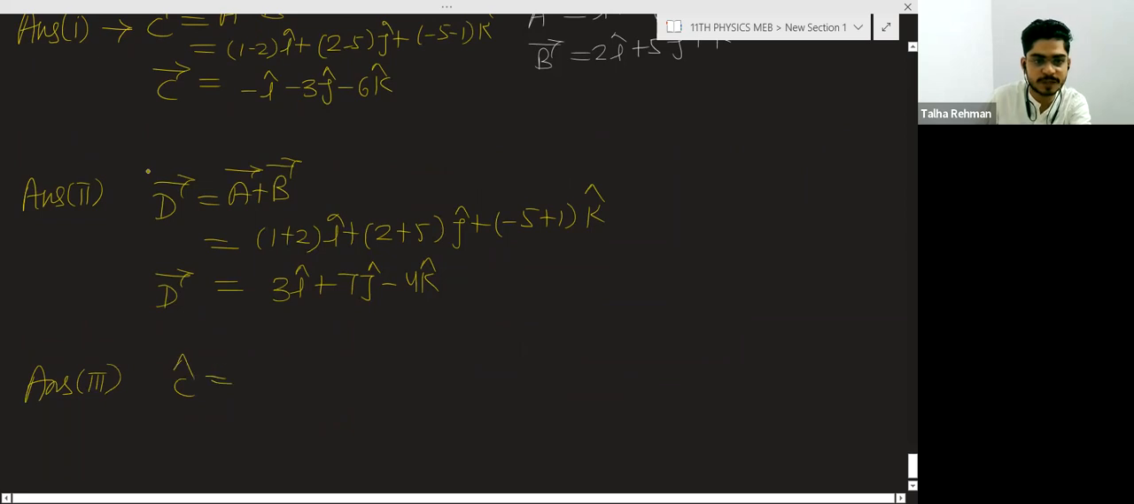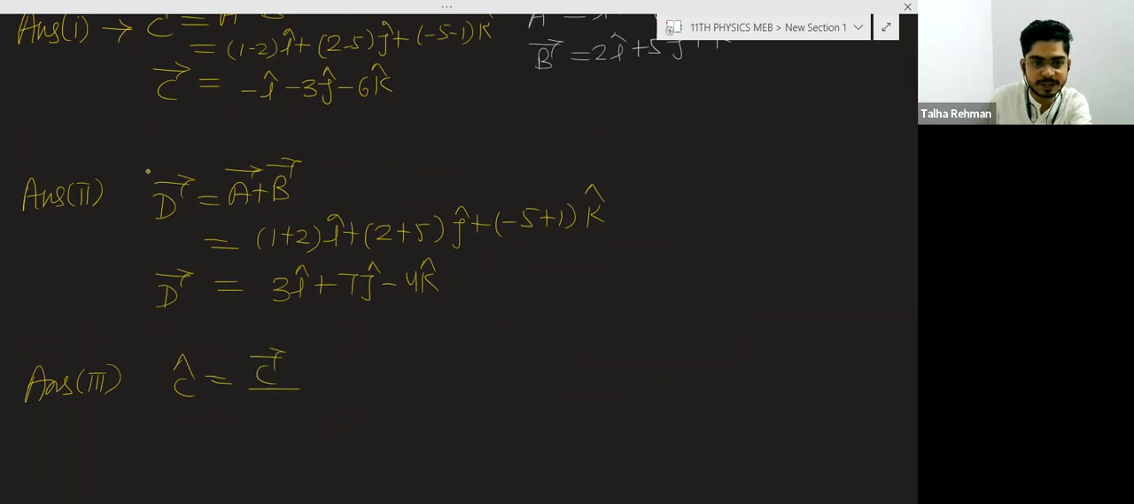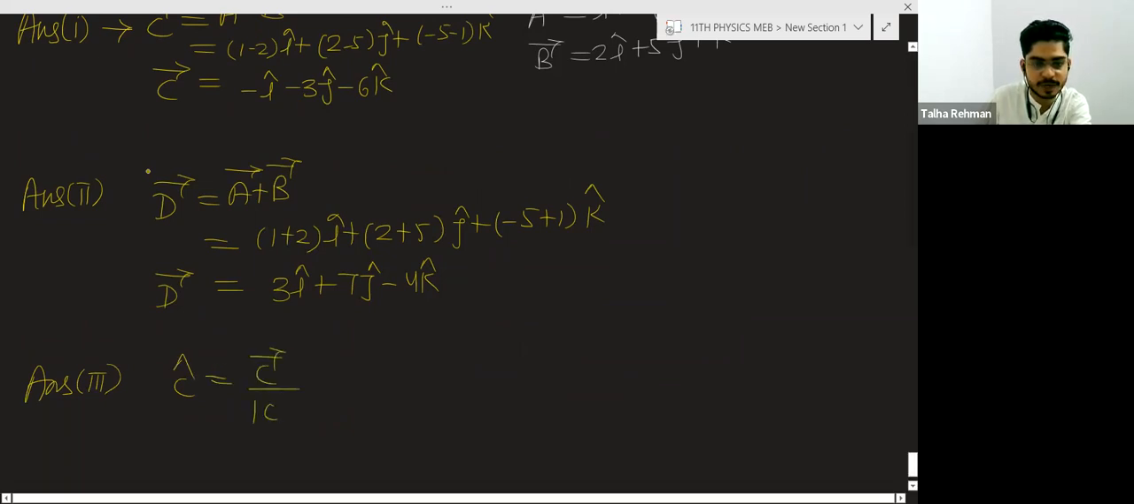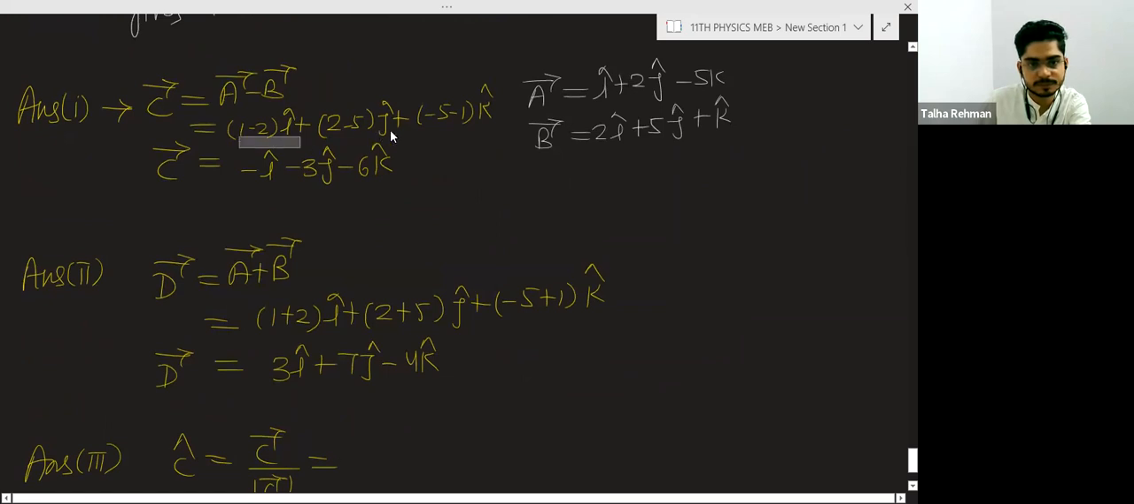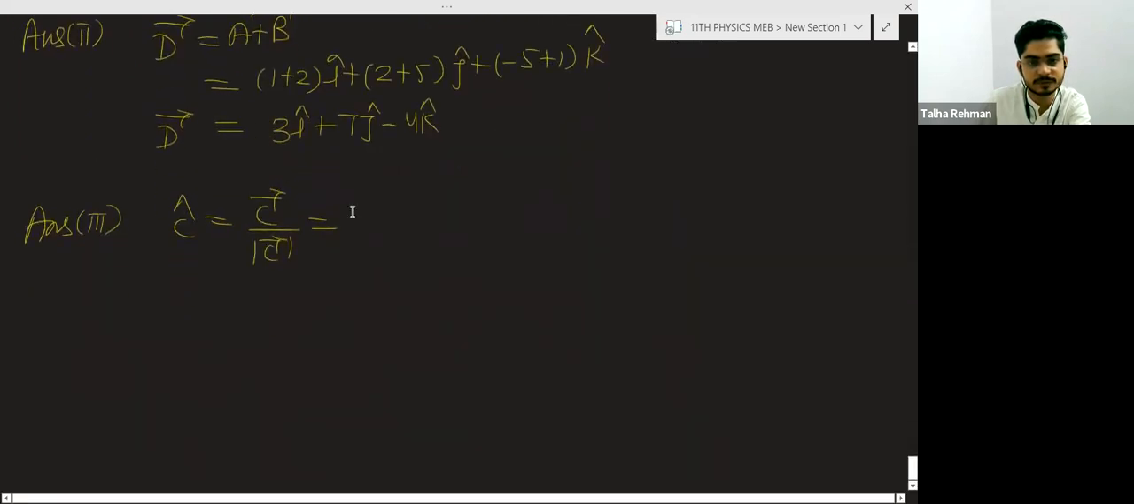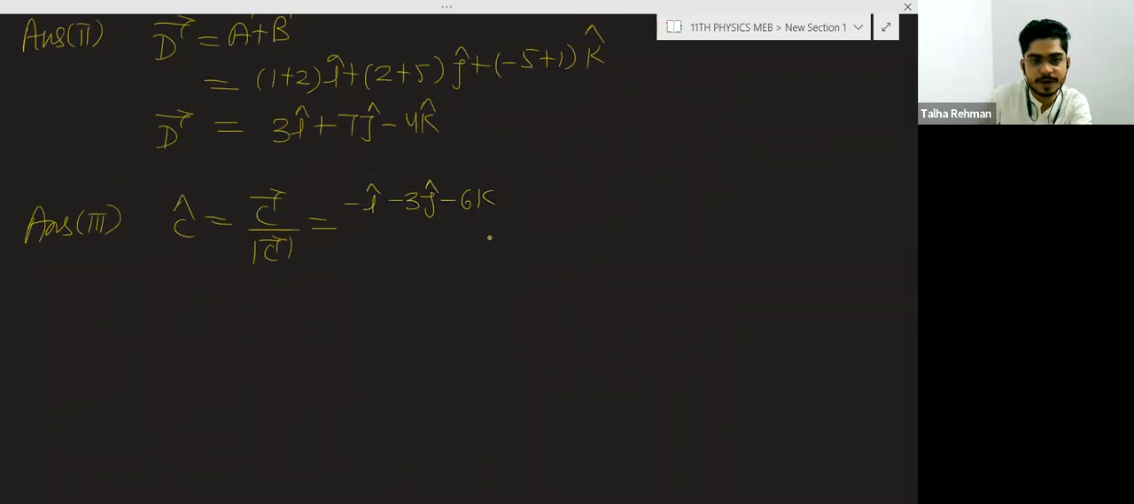Unit vector of C vector. So what you will do? You will write C vector divided by the magnitude of C vector. Okay. So what is C vector? C vector is this. So first write what's the C vector here. This is the C vector. Now what will be the magnitude of the C vector?